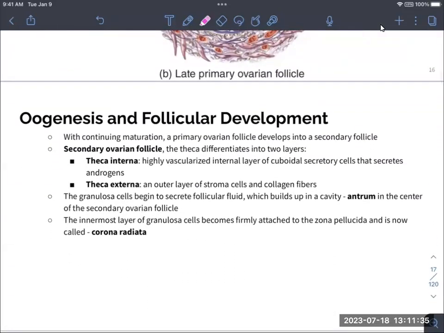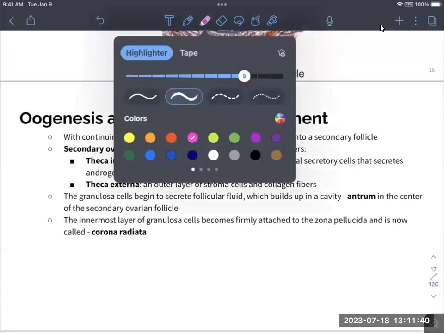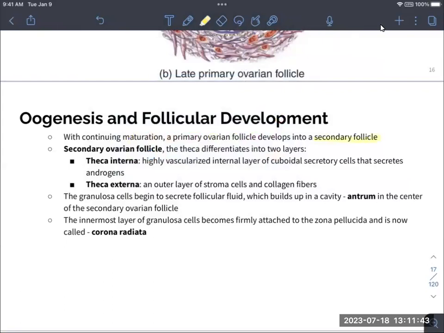As maturation continues, this primary oocyte is eventually going to become a secondary follicle. This secondary ovarian follicle is going to have that theca interna. These are cuboidal cells, and they're going to secrete different androgens. Androgens are those different sex hormones, so those estrogens, progesterones. The theca externa is this outer layer of cells. This is where those stroma cells and those collagen fibers sit.